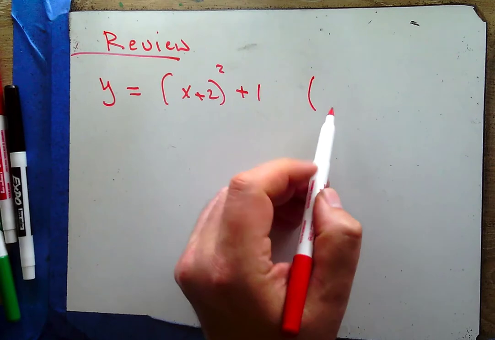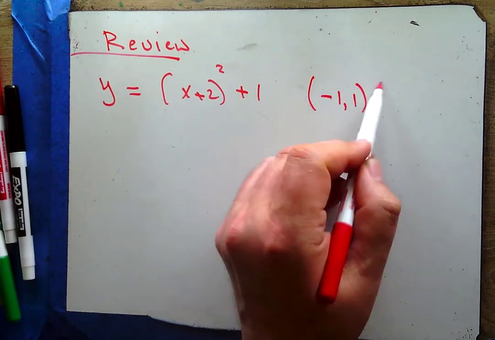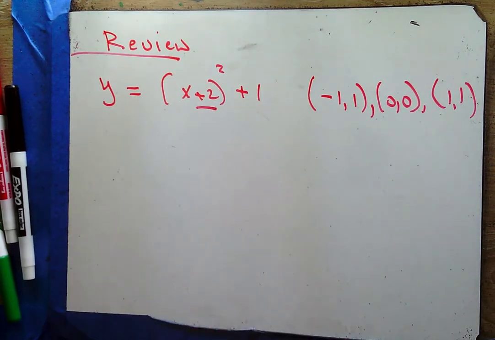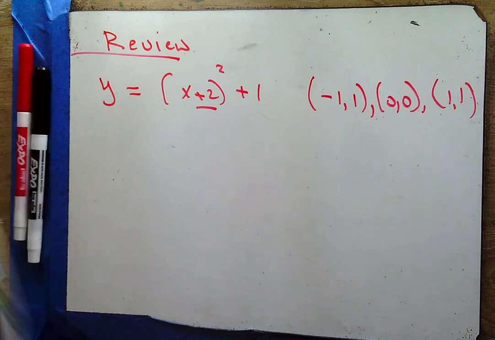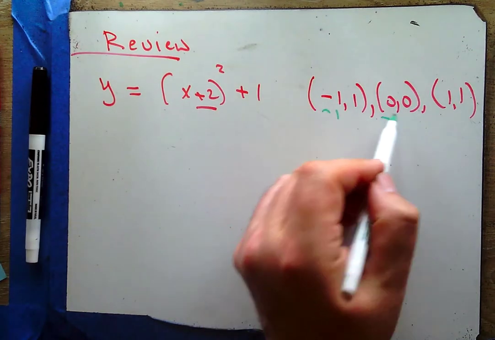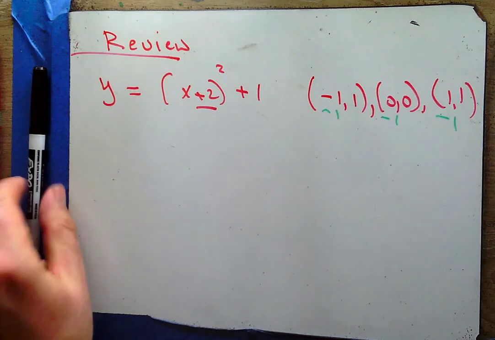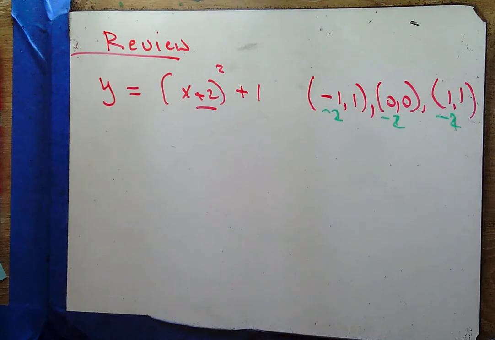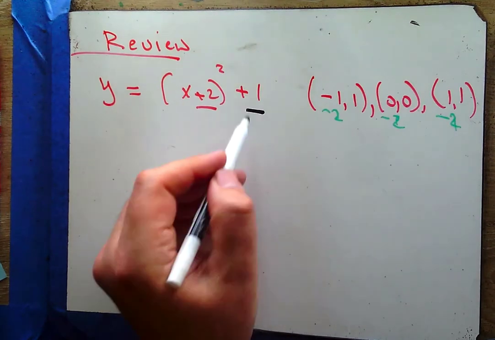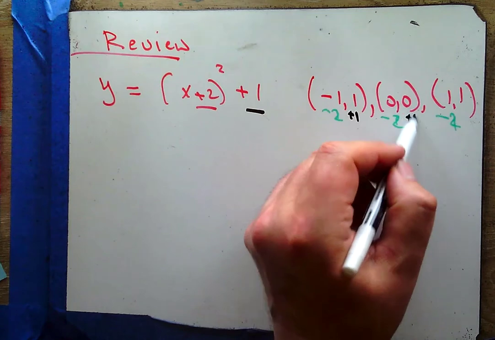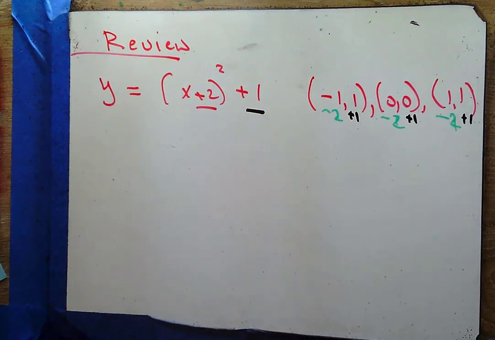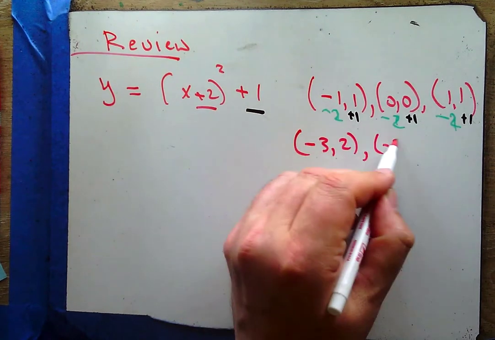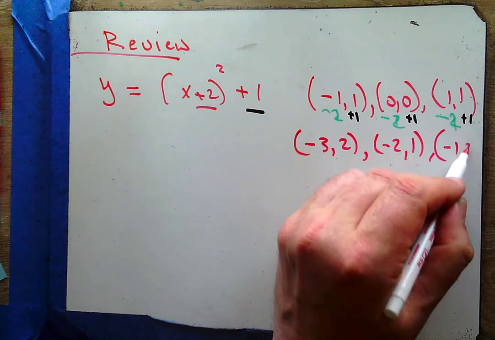So my reference points for y equals x squared are negative 1, 1, 0, 0, and 1, 1. You see this is inside the function, and inside is opposite land, so I need to subtract 2 from all the x's. And because this is outside, I add 1 to all the y's. So what are my points going to be that I end up graphing? Negative 3, 2, negative 2, 1, negative 1, 2.